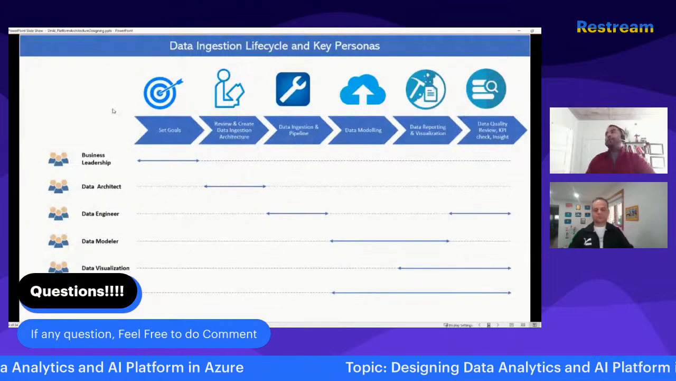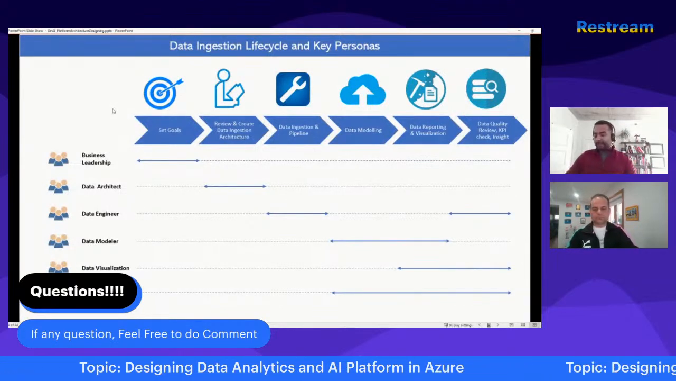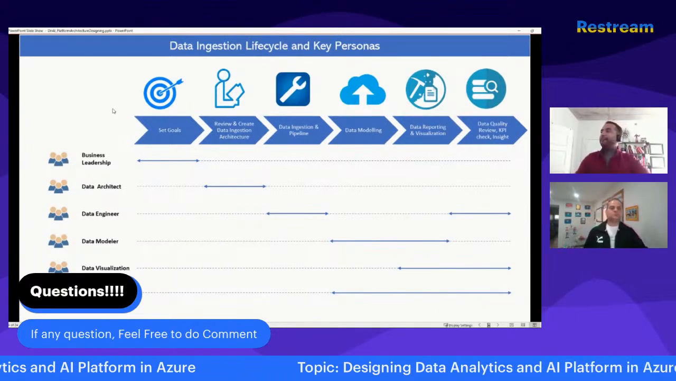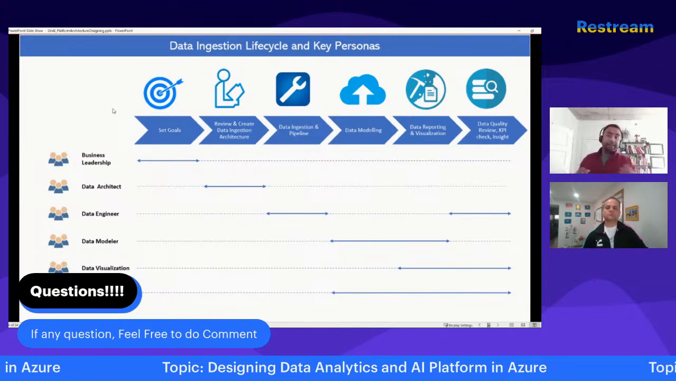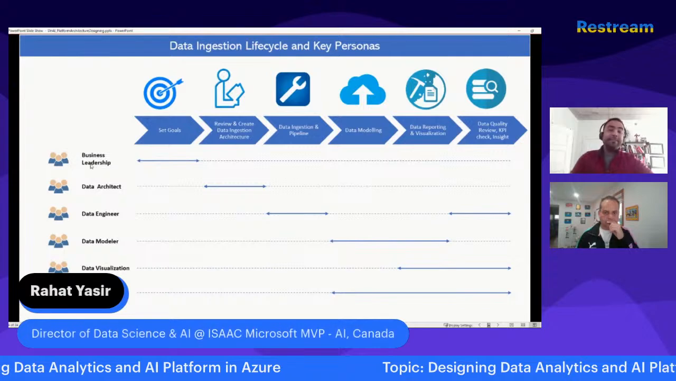Okay. So when we talk about data, when we are bringing the data, we are processing the data, what is happening? There are different personas involved in this data ecosystem. One of the first personas is business leadership.